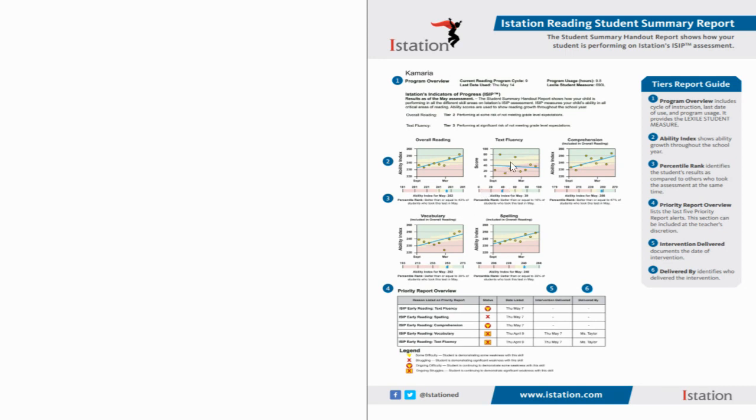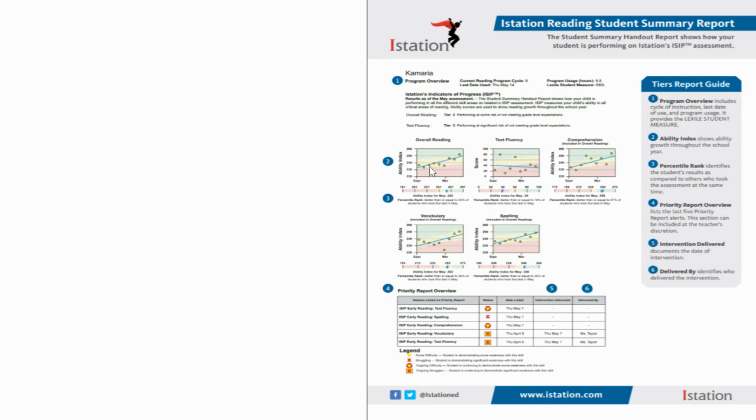And then these are the areas that students assess in: text fluency, which is not part of the overall reading score, but then the other three: comprehension, vocabulary, and spelling. So this is a primary example of a report because I see spelling here instead of word analysis. But this will give parents a breakdown of each of those areas.